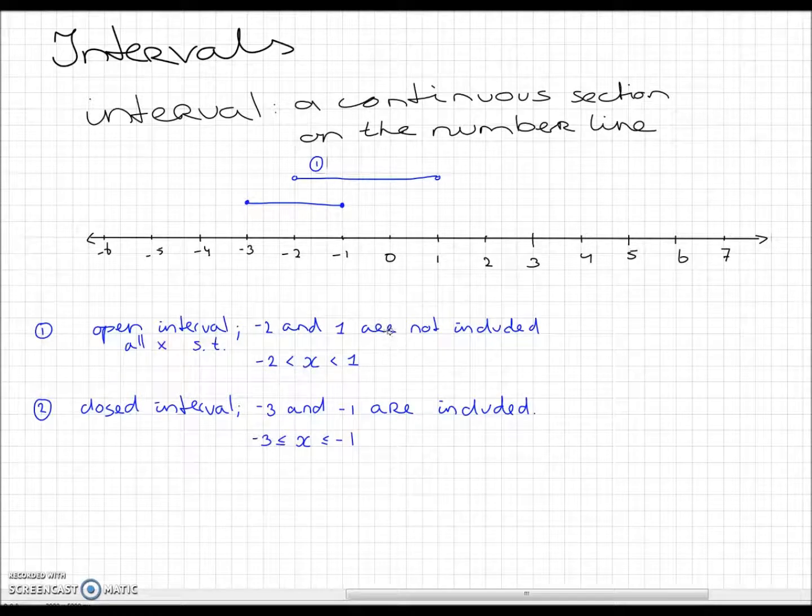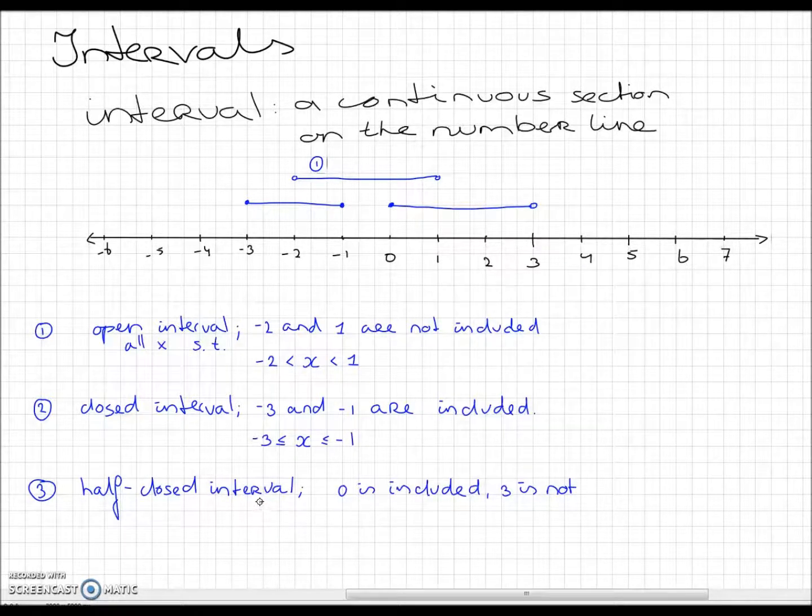Now let's look at the following section. Starting at 0, where 0 is part of the interval, ending at +3, where 3 is not part of the interval. We call these kinds of intervals half-closed. And this can also be written down as 0 is smaller or equal to x, which is in turn strictly smaller than 3.